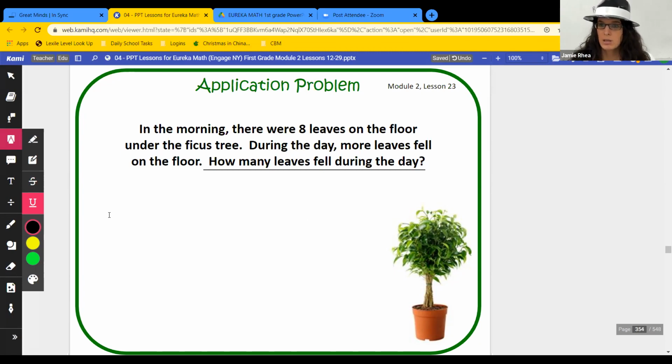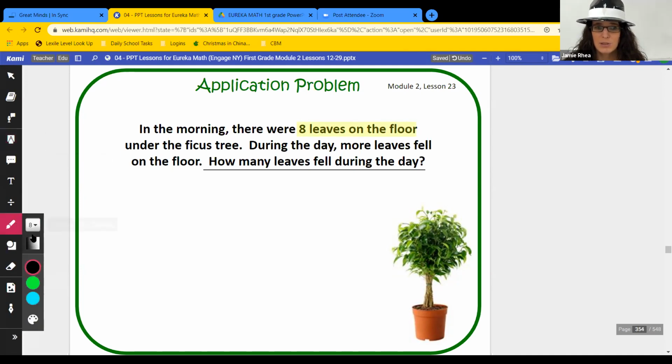Now, looking for clues is also looking for things that we can draw out, remember? All right, let's see if we can find any. In the morning, there were 8 leaves on the floor under the ficus tree. Is there any clues in there? Yeah, our clue is that there were 8 leaves on the floor. Can I draw out leaves on the floor? I can, so let's draw it out. I'm gonna try to do it in 5 group rows the best I can. 1, 2, 3, 4, 5, 6, 7, 8. So there's my 8, and I'm going to label it.